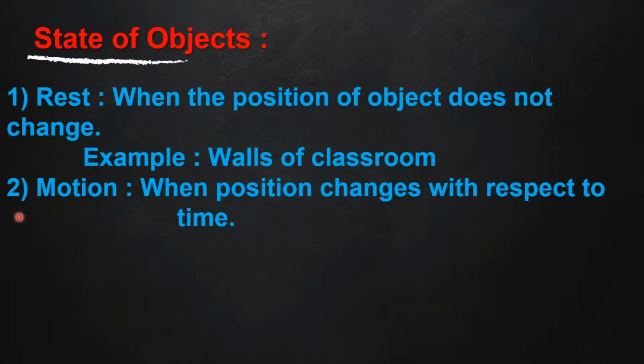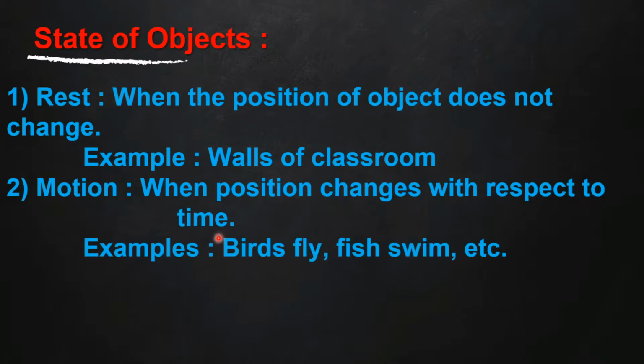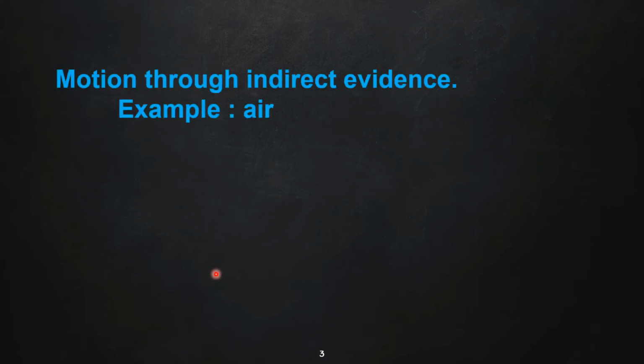Second state of object is motion, when position changes with respect to time. Example for this is birds fly, fish swim, etc. So any moving object, any object which is changing the position will be considered as in motion.